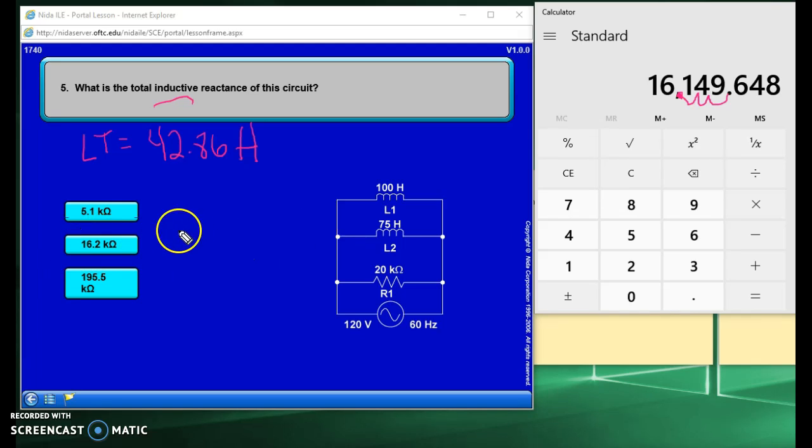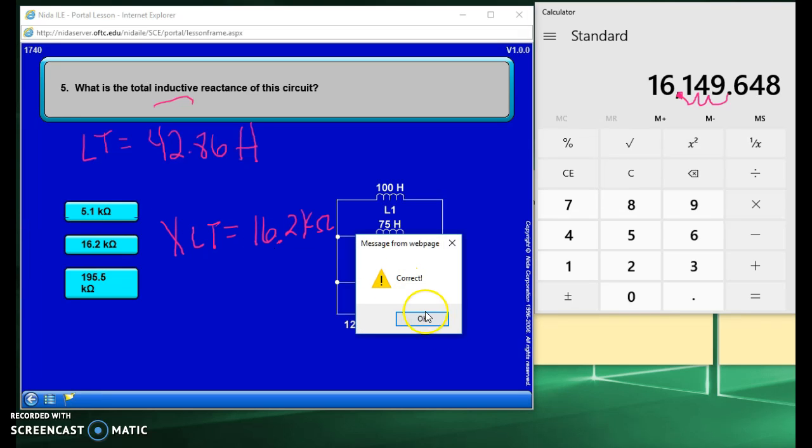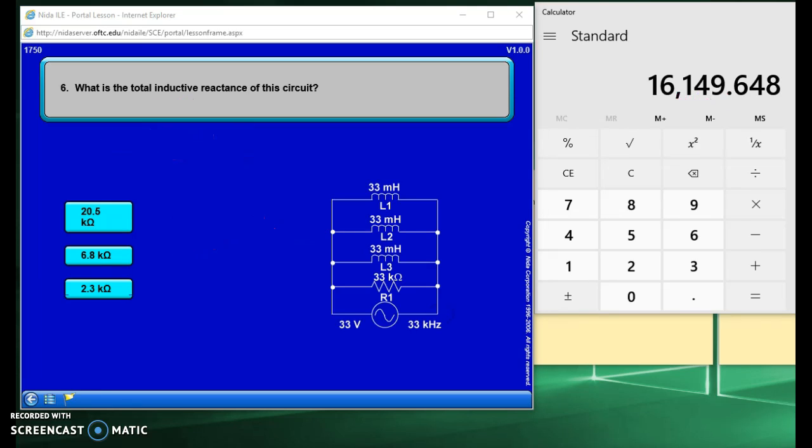So it looks like our XL total equals 16.2K. My pointer is hard to see. So there's 16.2 k ohms. So we're going to choose that, see if we're right. And there we go. So again, pretty easy, not too much depth. But now we're still asking for total inductive reactance. So again, this is going to be one that's just a couple of steps for us.